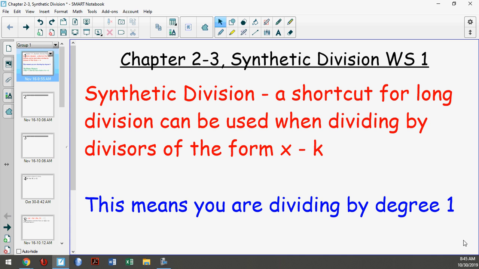Okay? Synthetic division is a shortcut for long division. However, it can only be used on a degree of 1. So an x minus a k. So if we look on page 1, 2, 3 in our textbook, and that was last week's homework, which was at the beginning of this week, Mondays. If you look on page 1, 2, 3, problems 1.